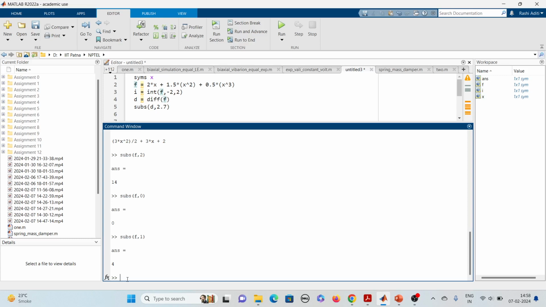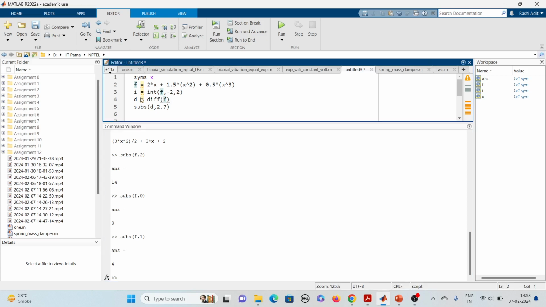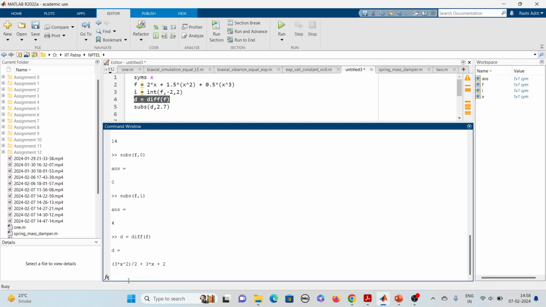I'm going to substitute the value of x. Like here, first I define d as a variable, diff of f. It is going to give me the function in terms of the variable x, and then I do subs. I substitute in the function d 2.7. So by default, since d is a function of only one symbolic variable, it is going to substitute what? It is going to substitute the x as 2.7. I don't have to specify that I want to give the variable x the value 2.7.